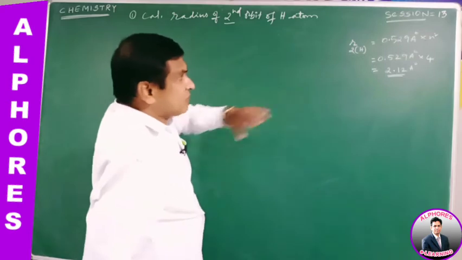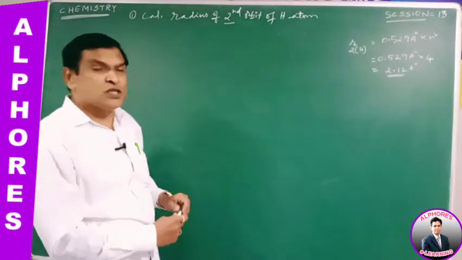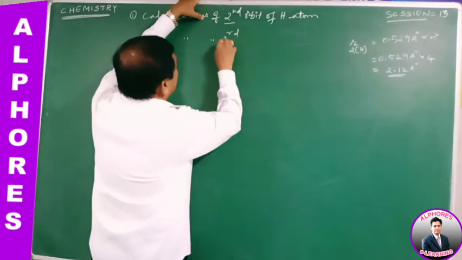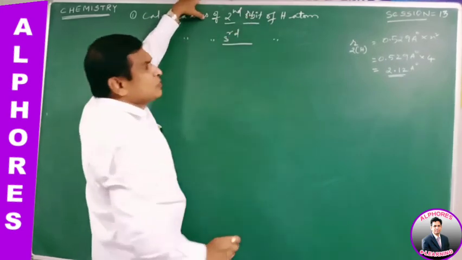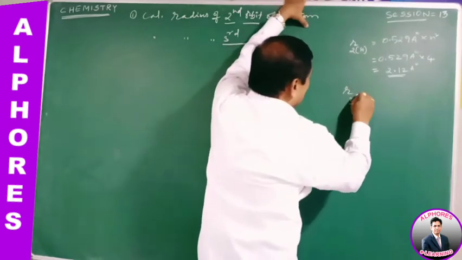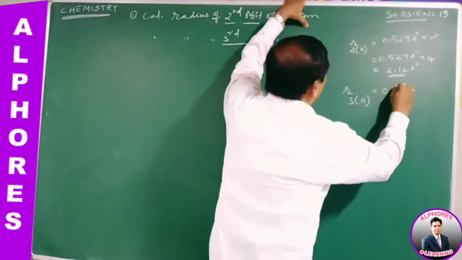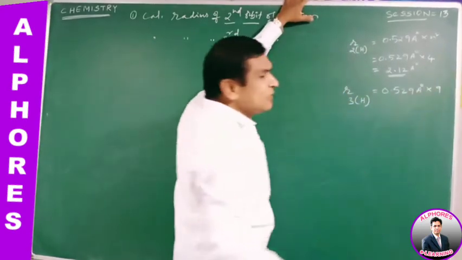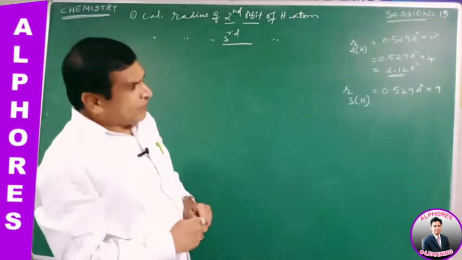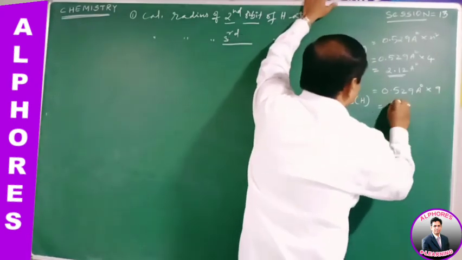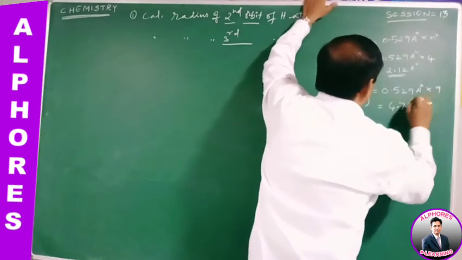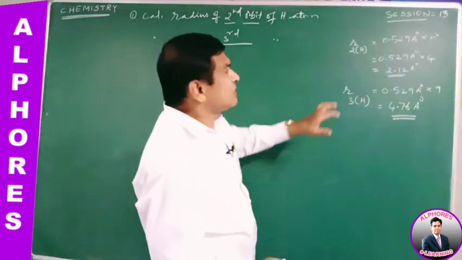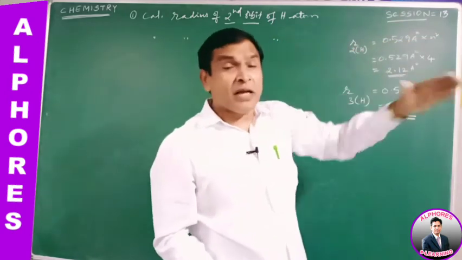Now calculate the radius of the third orbit similarly, the third orbit of hydrogen atom. Radius of third orbit in hydrogen is equal to 0.529 angstroms into n square, that is 9, so 0.529 angstroms into 9, which is equal to 4.76 angstroms. Very simple concept, you should not forget it, because all these are important points. That is the radius of the first orbit into n square, because it is a hydrogen atom.